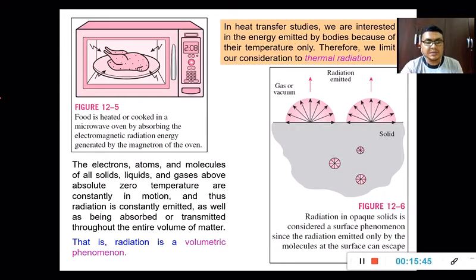So actually, the electrons, atoms and molecules of solids and liquids above zero temperature actually emit radiation. So besides the bodies, the solid or the liquid, emitting the radiation, they also at the same time absorb some amount of radiation.